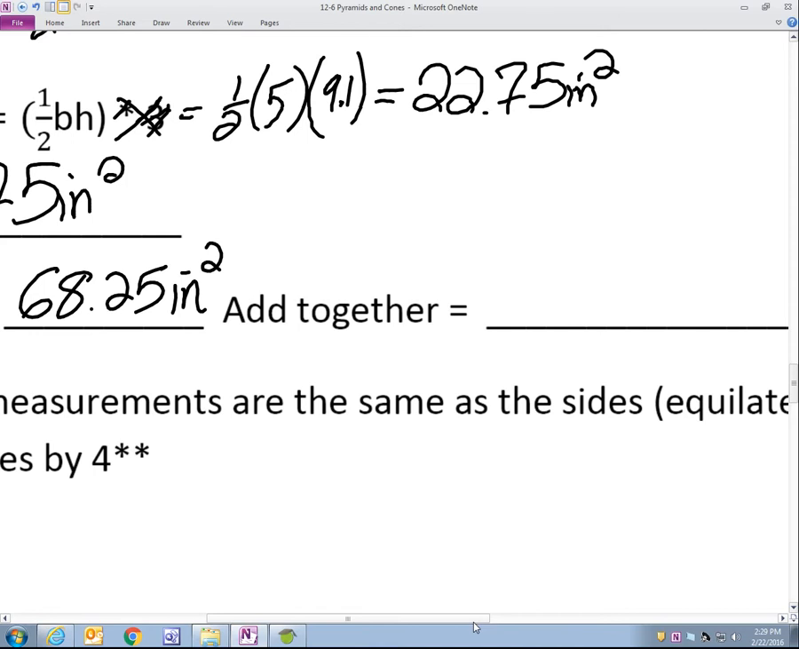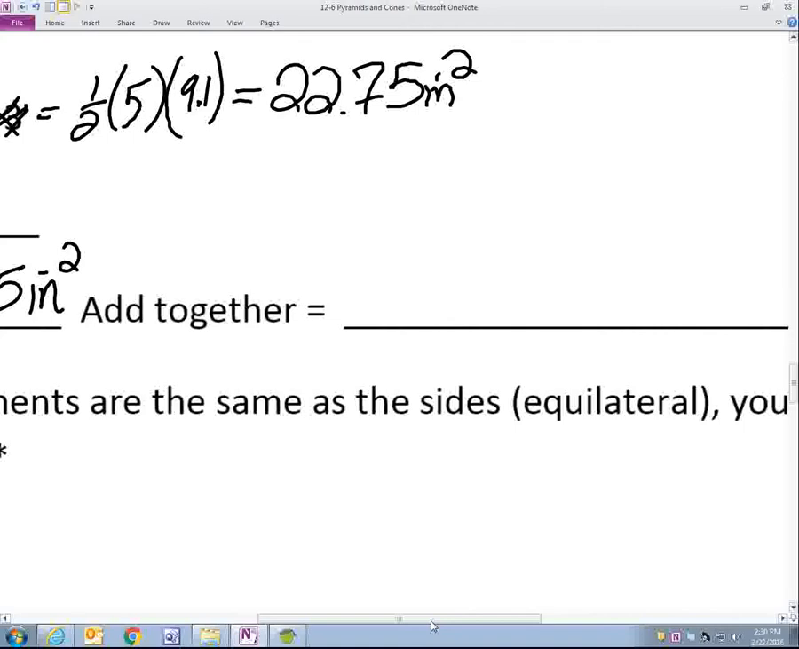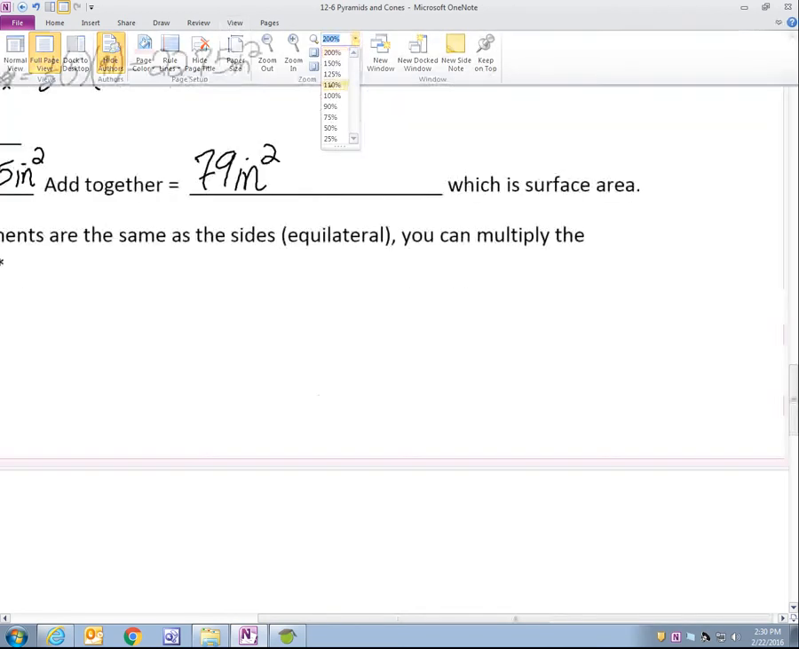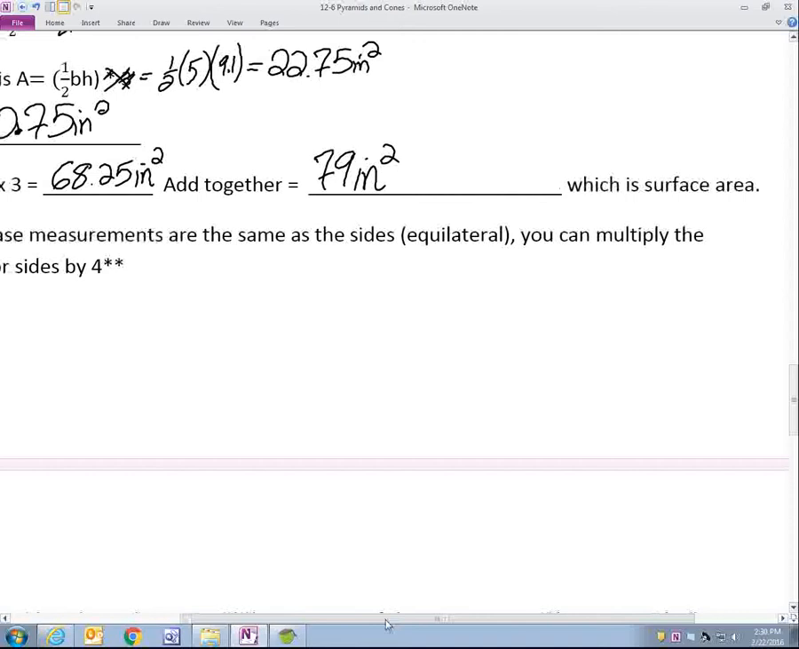Here is the last example, and here's the homework. So last example there, homework there. So we add those two together, and what do you get? We have 79 inches squared.